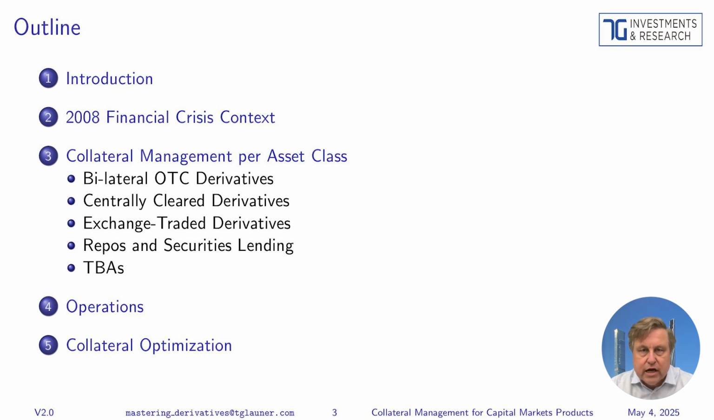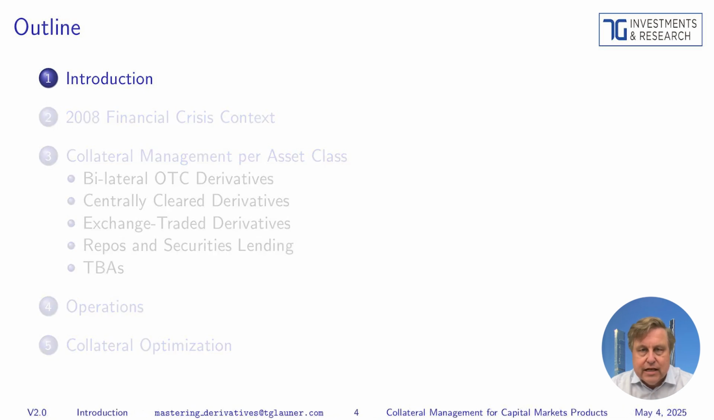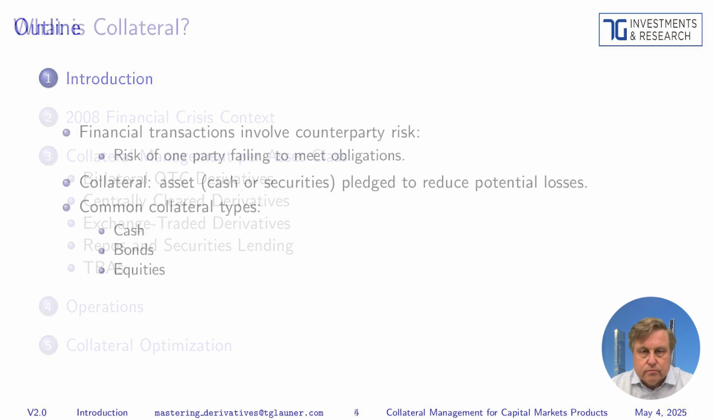From there, we'll dive into collateral optimization. This optimization allows firms to select and pledge assets to minimize cost. Let's get started with the introduction.